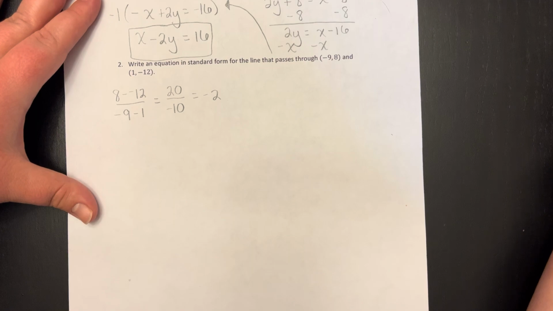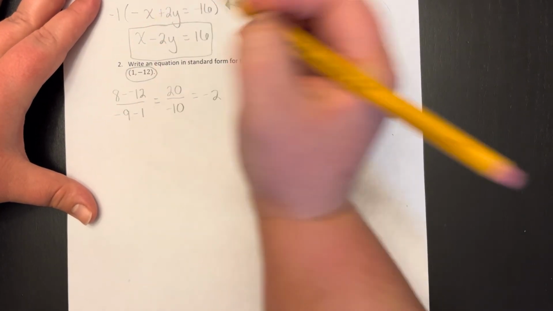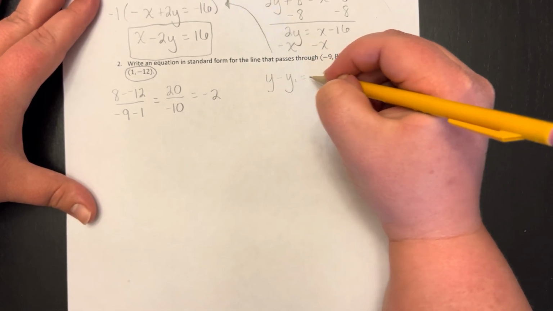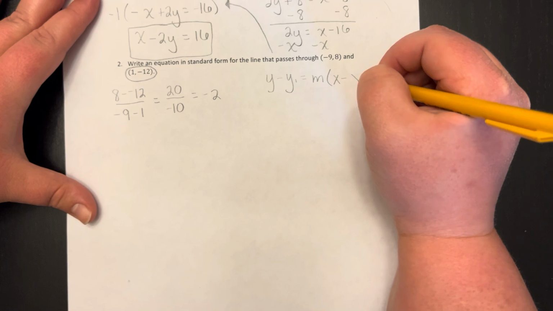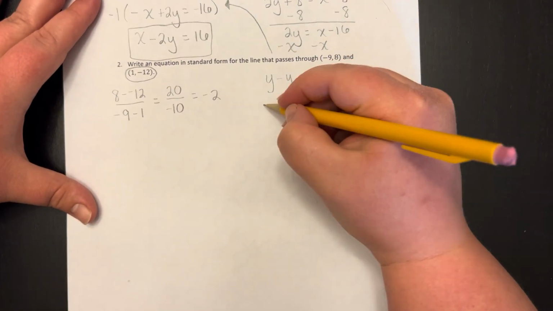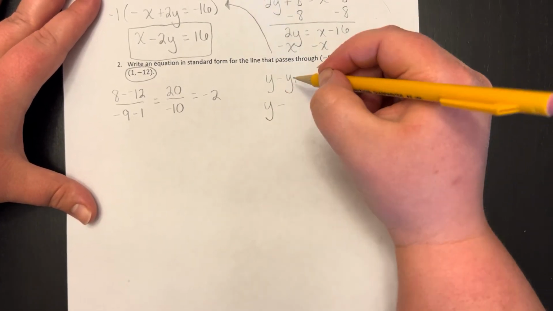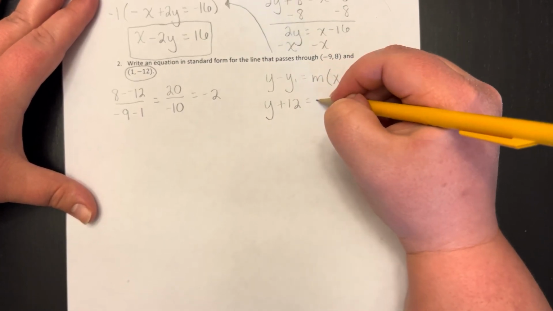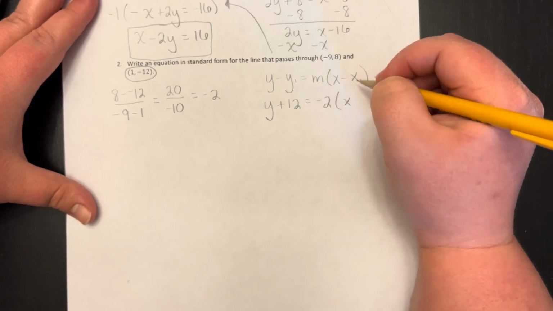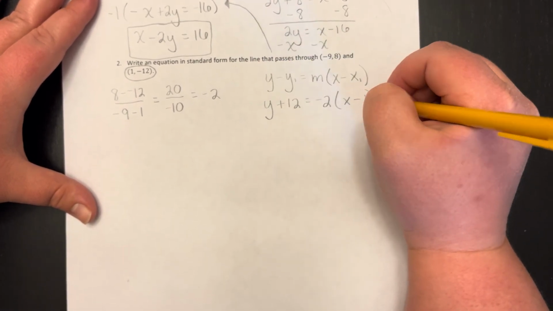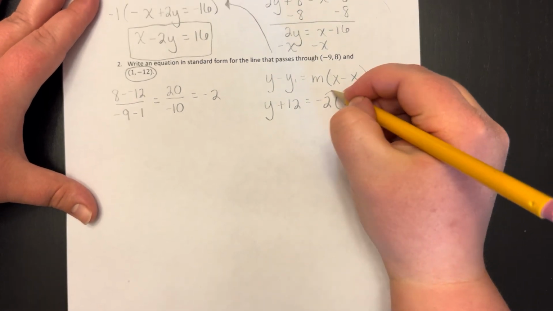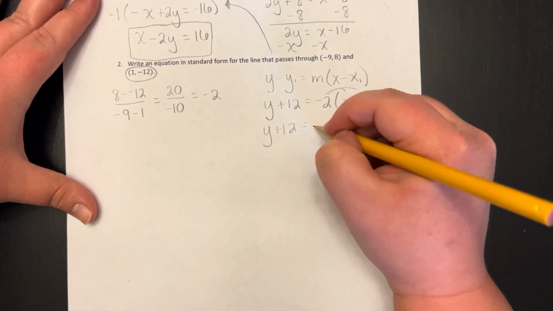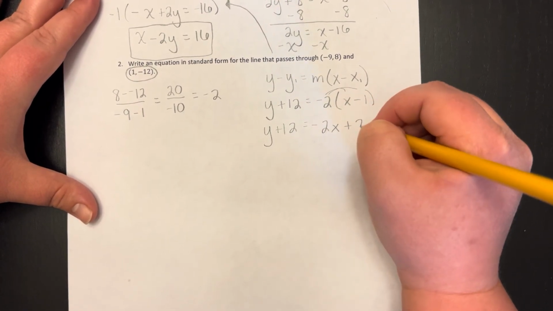I am going to choose, let's work with the second one this time. So again, we have y minus y1 equals m times x minus x1. All right, so y minus y1, so minus -12, which is really plus 12, equals m is -2 times x minus x1, so minus 1. Distribute that 2. So now I have y plus 12 equals -2x plus 2.